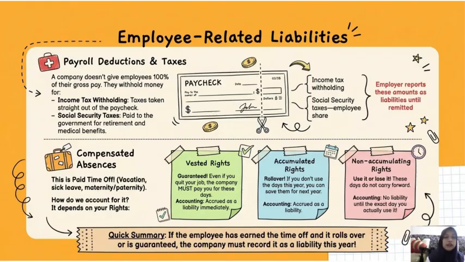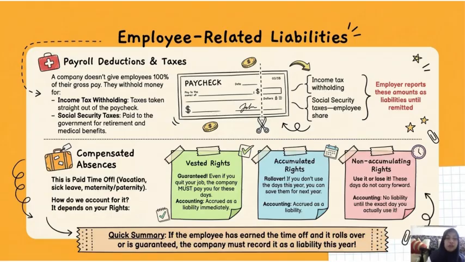Second one is accumulated right. Think of this as a rollover system. If you don't use your leave days this year, you don't lose them. You can save them and use them for next year. Because they roll over, the company must also accrue this as a liability.